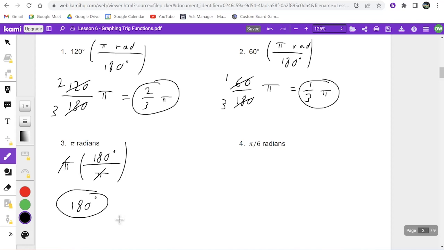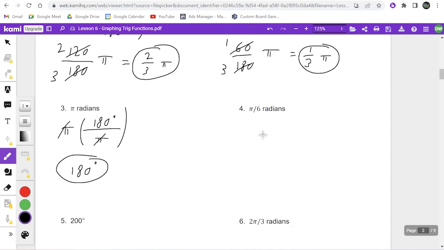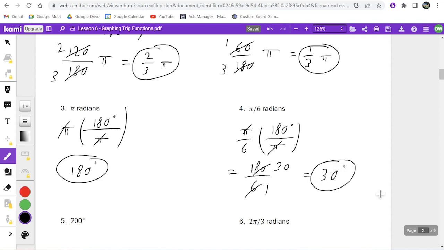Okay, then next. Number 4, pi over 6 radians. So it's a similar idea. We start with pi over 6. You're going to multiply by numerator, 180 degrees, denominator, pi. Once again, the pi's cancel, and we get 180 divided by 6. Each of these is reducible by 6, so the denominator just becomes 1, and the numerator, 180 over 6, that's going to be 30. And so what we're going to get is 30 degrees.